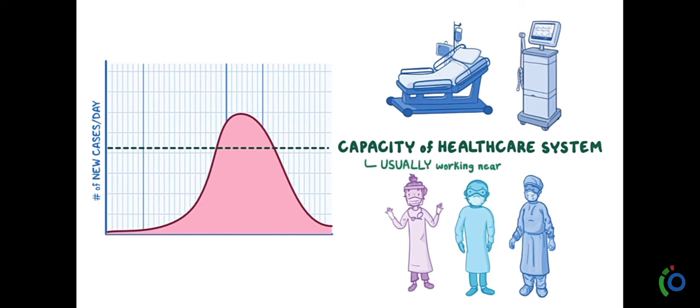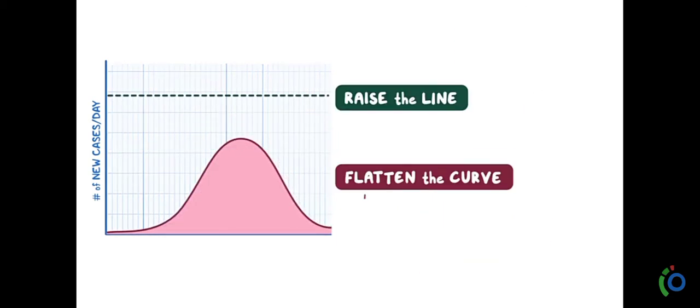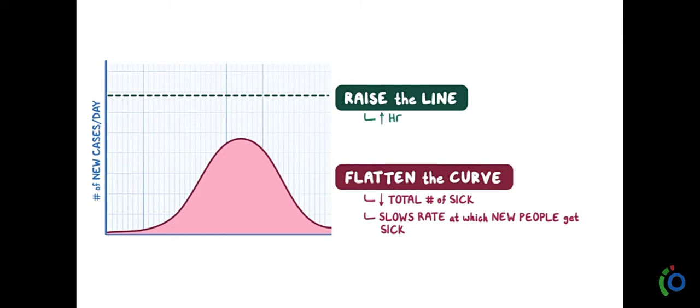Usually, the healthcare system is working near full capacity, so when a pandemic like COVID-19 breaks out, even a relatively small increase in the number of patients can overwhelm the healthcare system. So the two strategies to tackle this problem are to flatten the curve and raise the line. Flattening the curve is focused on diminishing the total number of people that get sick and slows down the rate at which new people get sick, while raising the line helps to actually increase healthcare capacity.